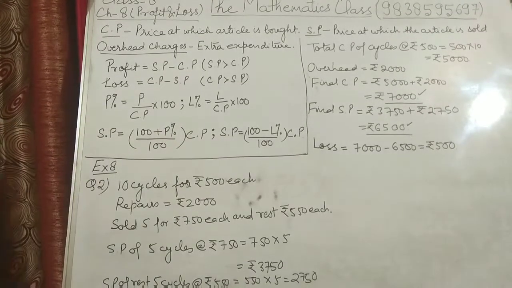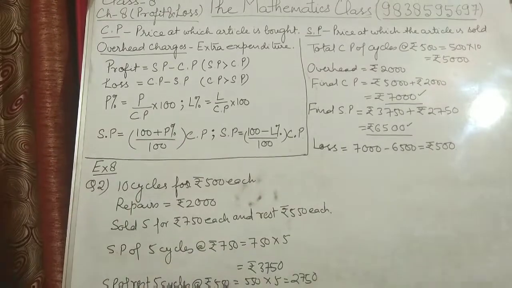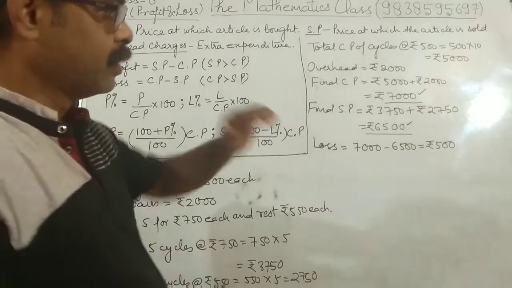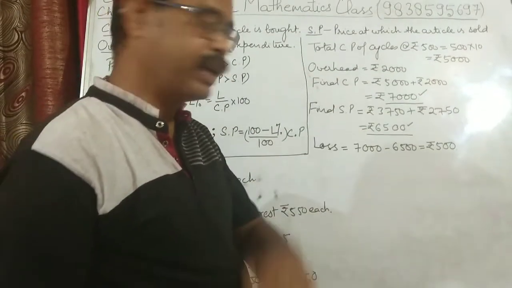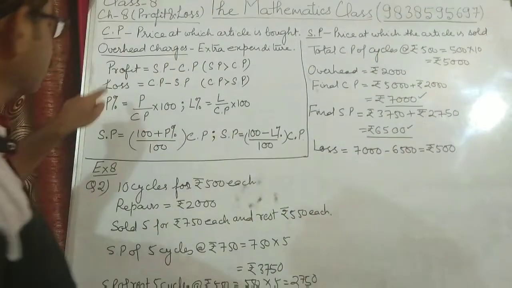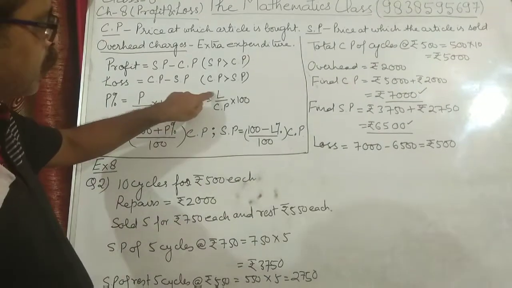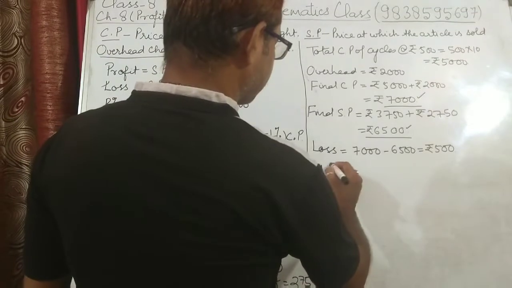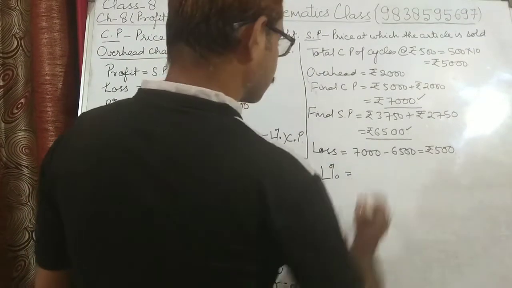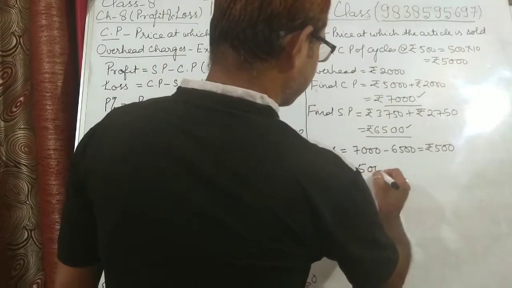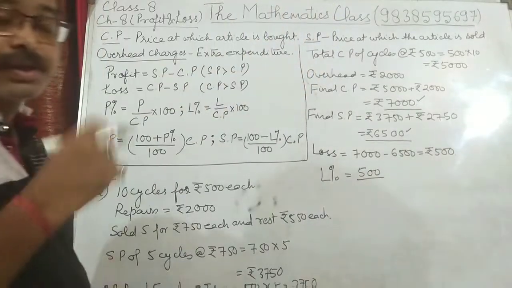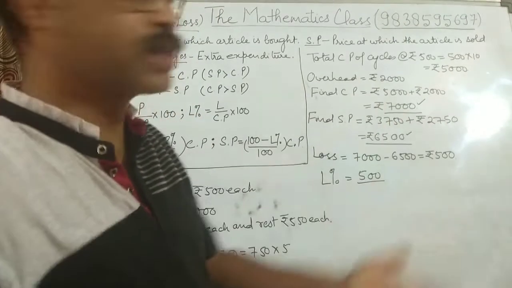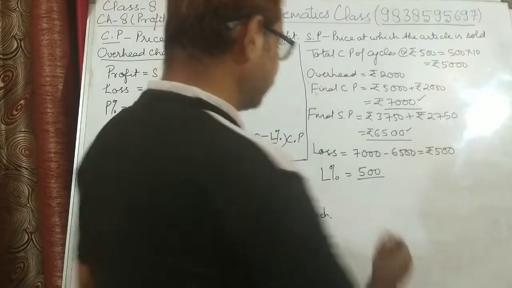Now the question says, what is his gain or loss percent? We have to calculate loss in percent. We know that loss percent is loss upon CP into 100. So loss percent will be loss. Loss is how much? 500. CP will be considered as total CP in the whole business. So total CP is 7,000.